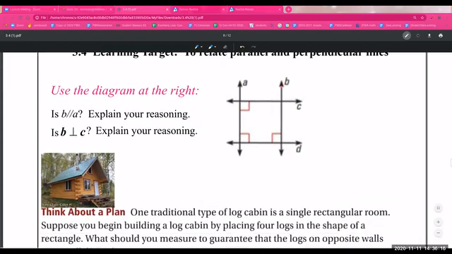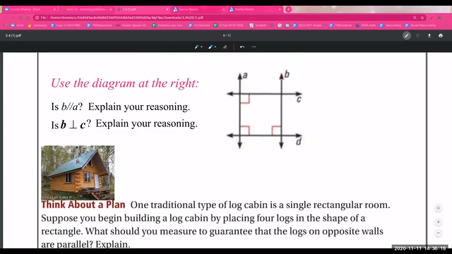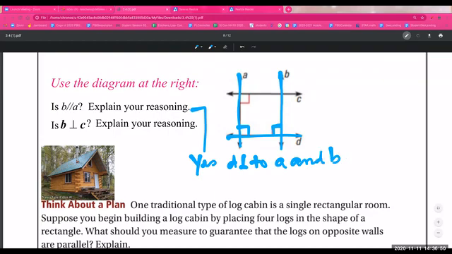All right, so the next one, we have a couple different things going on. It says, is B parallel to A? So let's look at this, B and A. We have transversal D going through, and look, D is perpendicular to both. So if a transversal is perpendicular to two lines, the lines are parallel. So for this one, we would say yes, D is perpendicular to A and B, so A and B are parallel.